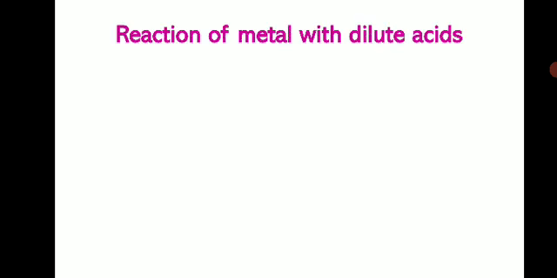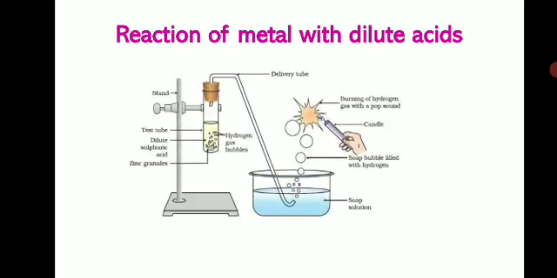Next, the reaction of metals with dilute acid. When different samples of different metals are treated with dilute sulfuric or hydrochloric acid, sulfate or chloride salts of metals are formed, and hydrogen gas is released in this reaction. From this reaction, the reactivity of metals can be indicated, such as magnesium, which is highly reactive, then aluminium, then zinc, and then iron.